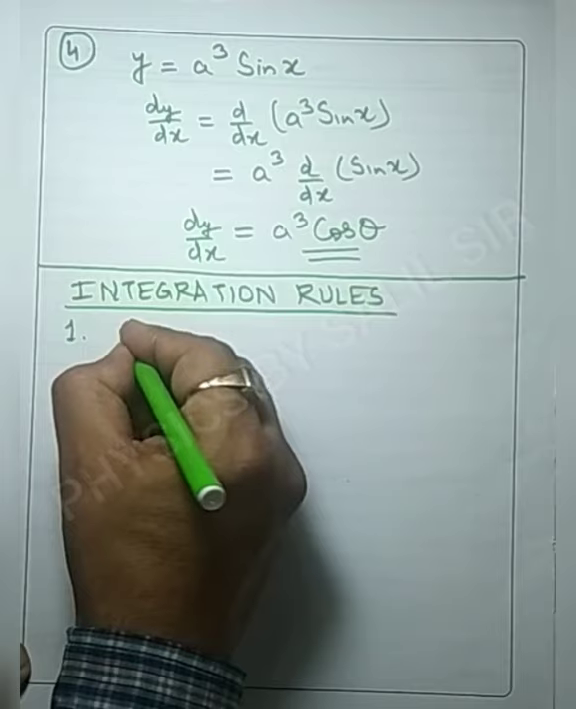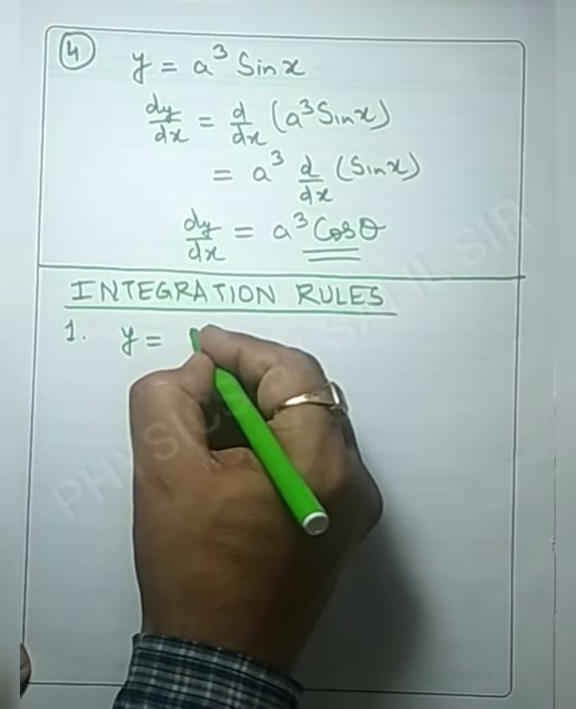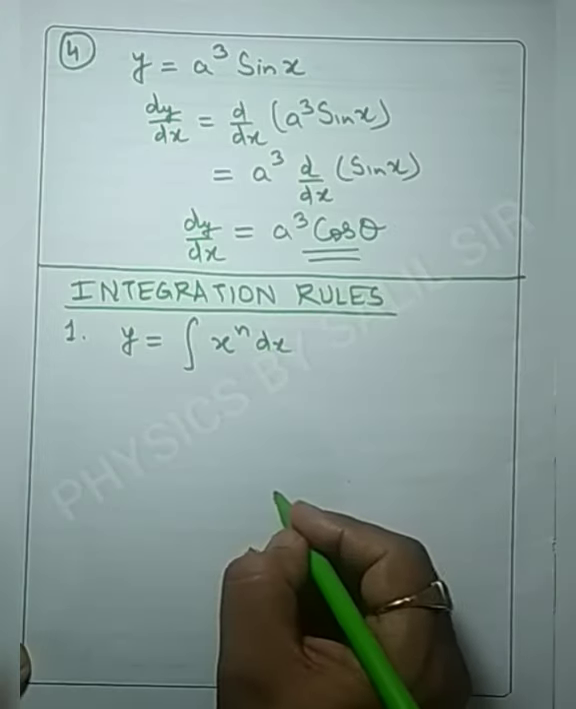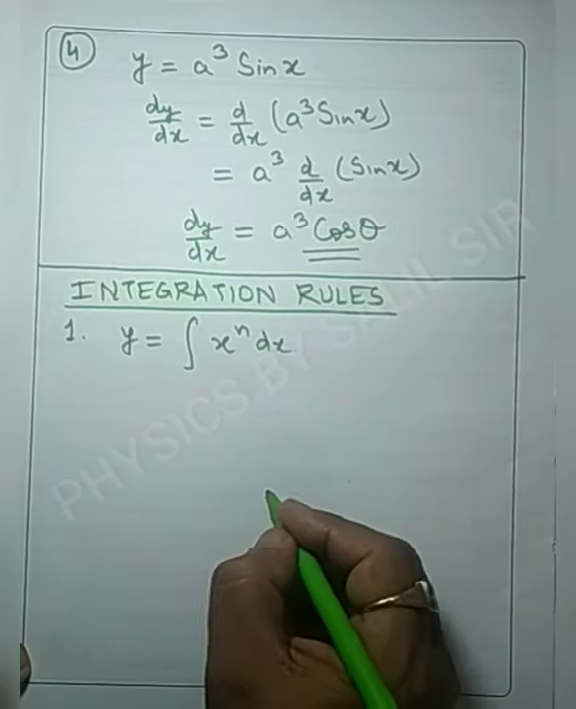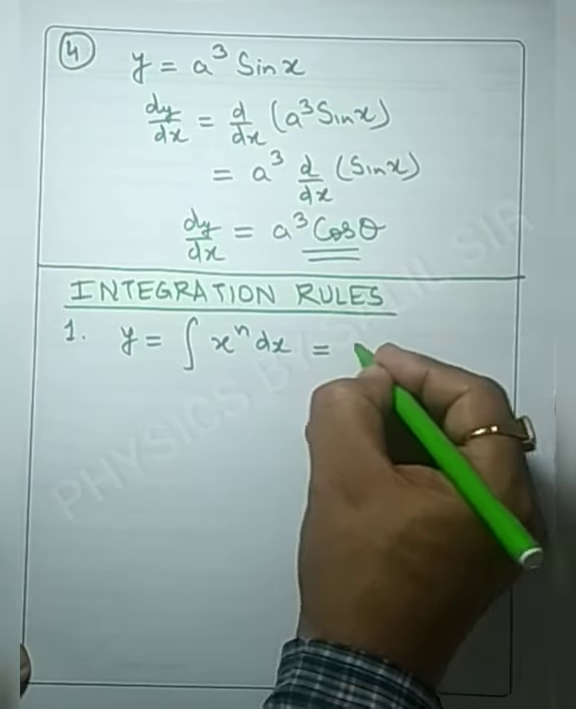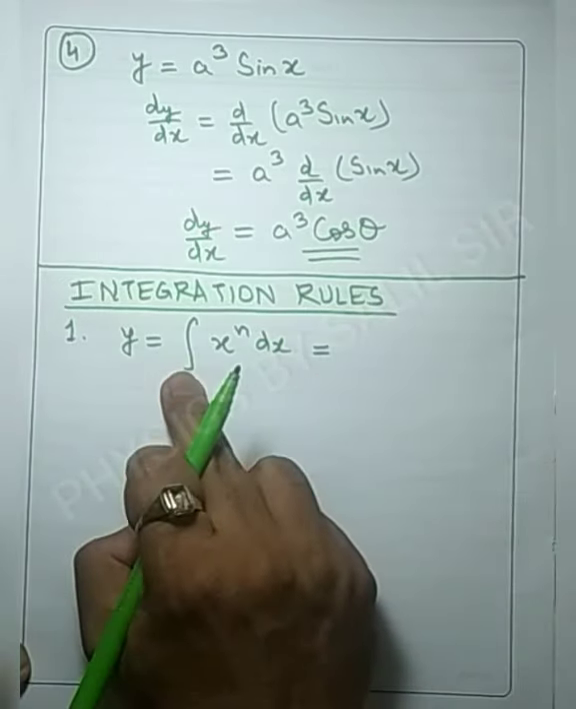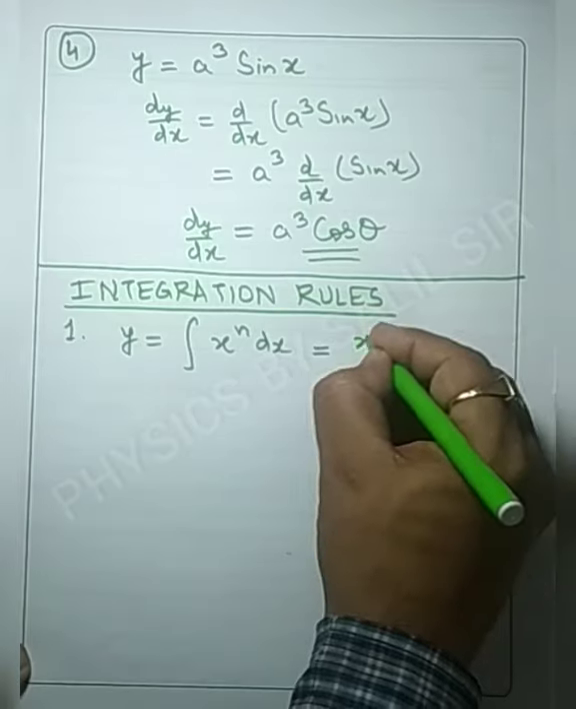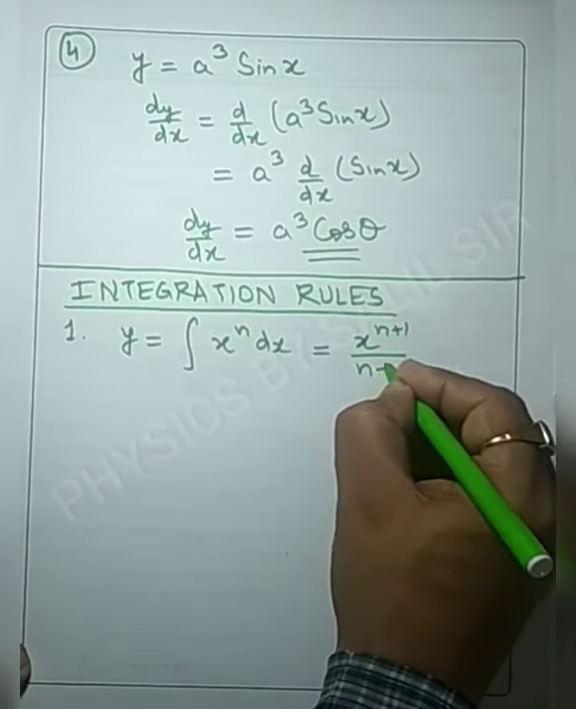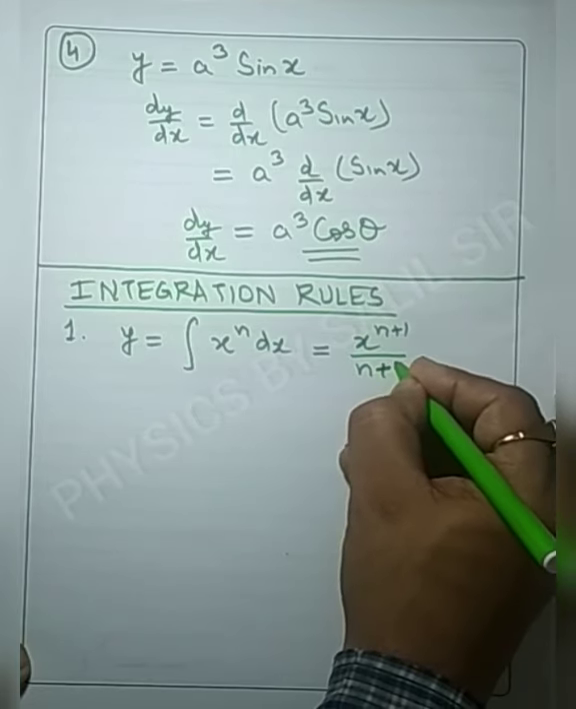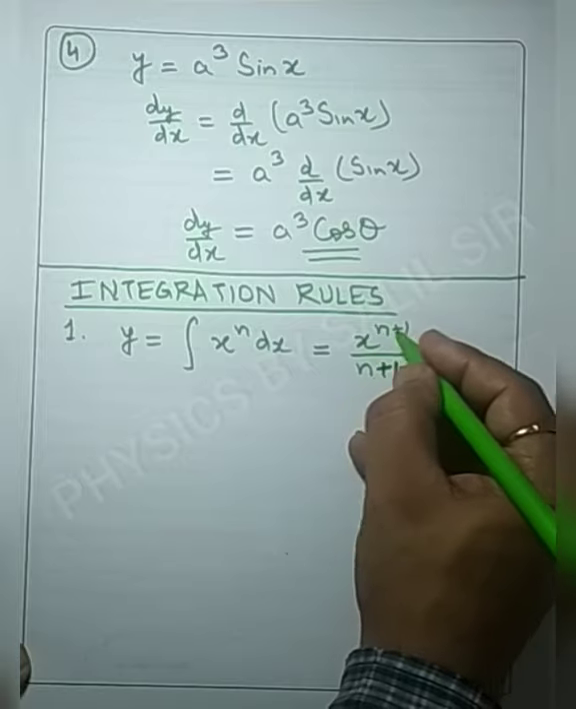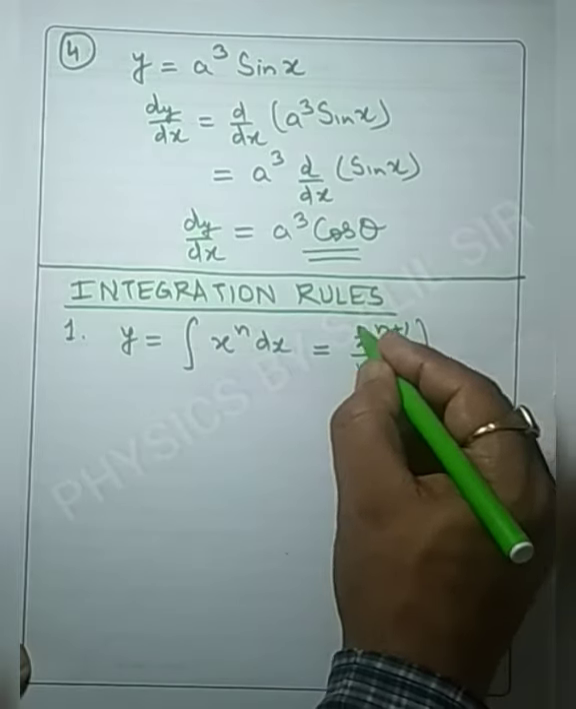First, if y is equal to the integral of x to the power n dx, then we have to integrate this. According to the rule, to remove the integration sign, the power will be increased by 1, and the new power, n plus 1, will also be written in the denominator. So it will be x to the power n plus 1 upon n plus 1.